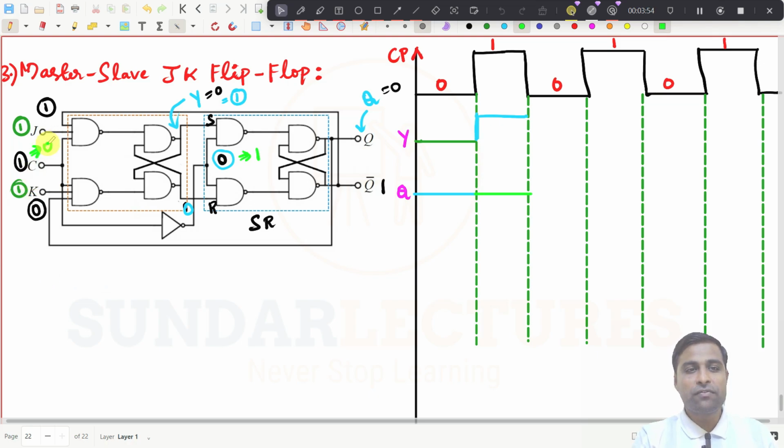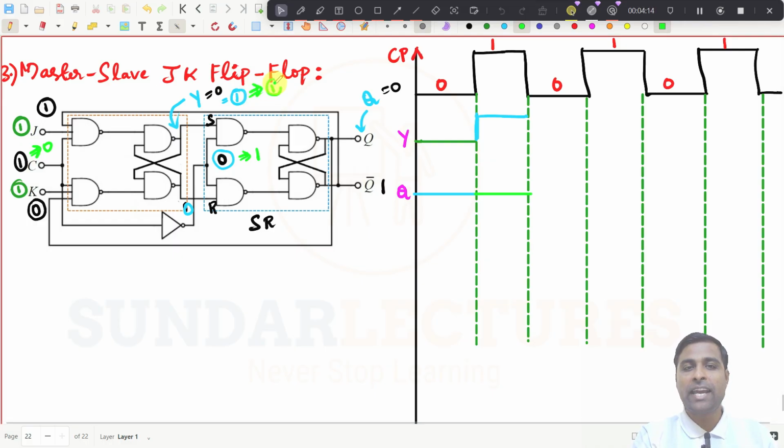Right? So if this is 0, then what is the condition of the JK flip flop if I am giving the clock pulse as 0? Simply the previous state will be retained. What is the previous state? It is already 1. Y is actually the JK flip flop output, Q is actually the SR flip flop output. Try to understand. So this one will be retained again.